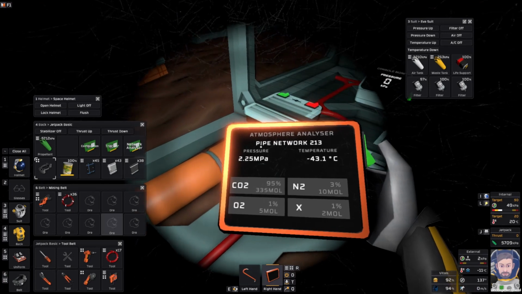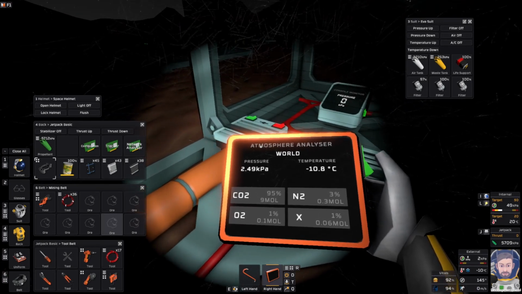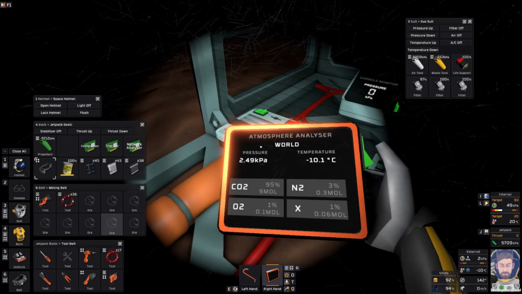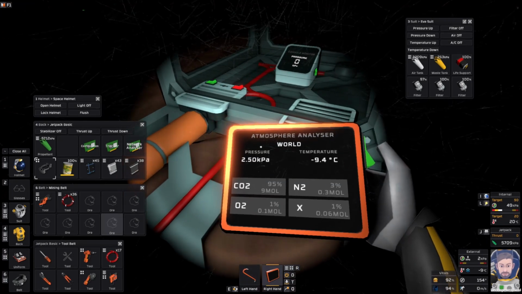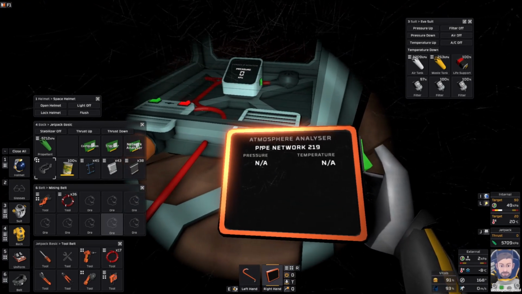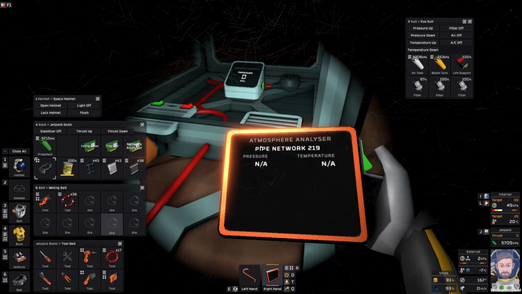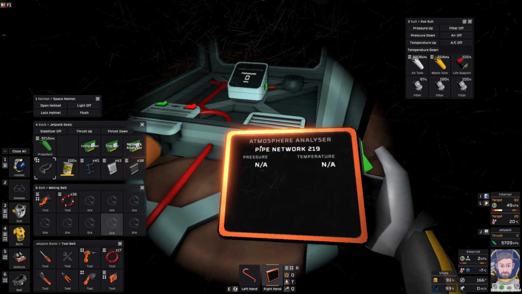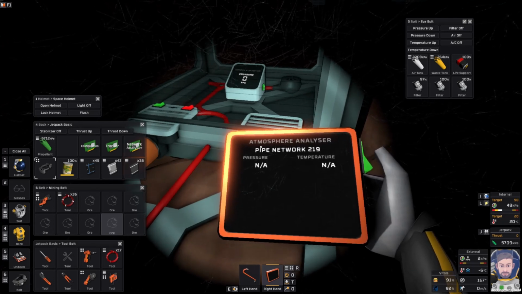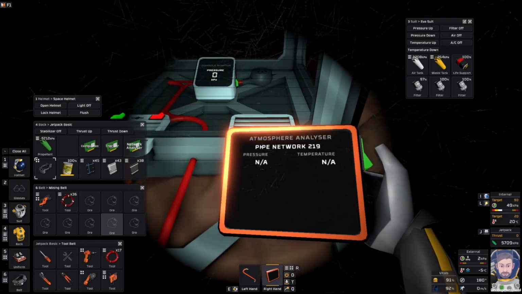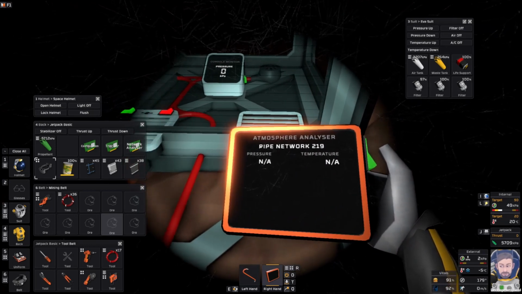So let's look here. We've got pipe network, and we have world atmosphere. So it's not even registering that as having atmosphere. But if we look over here, we actually see that the passive vent is a pipe network. It's actually got, I think, 100 liters of volume, and there can be air in there.